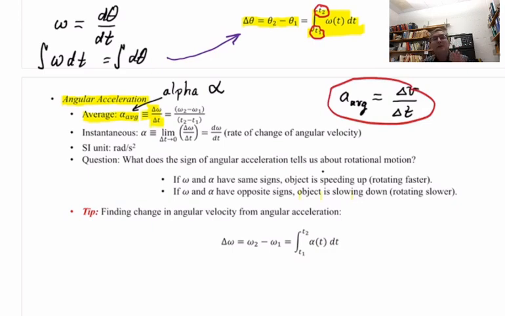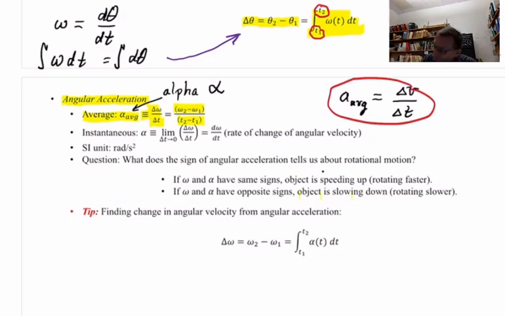Except instead of delta v over delta t, change in linear velocity over change in time, it's delta omega over delta t, change in angular velocity over change in time. Or omega final minus omega initial, omega 2 minus omega 1, over t final minus t initial, t2 minus t1. That's how we'll calculate average angular acceleration.